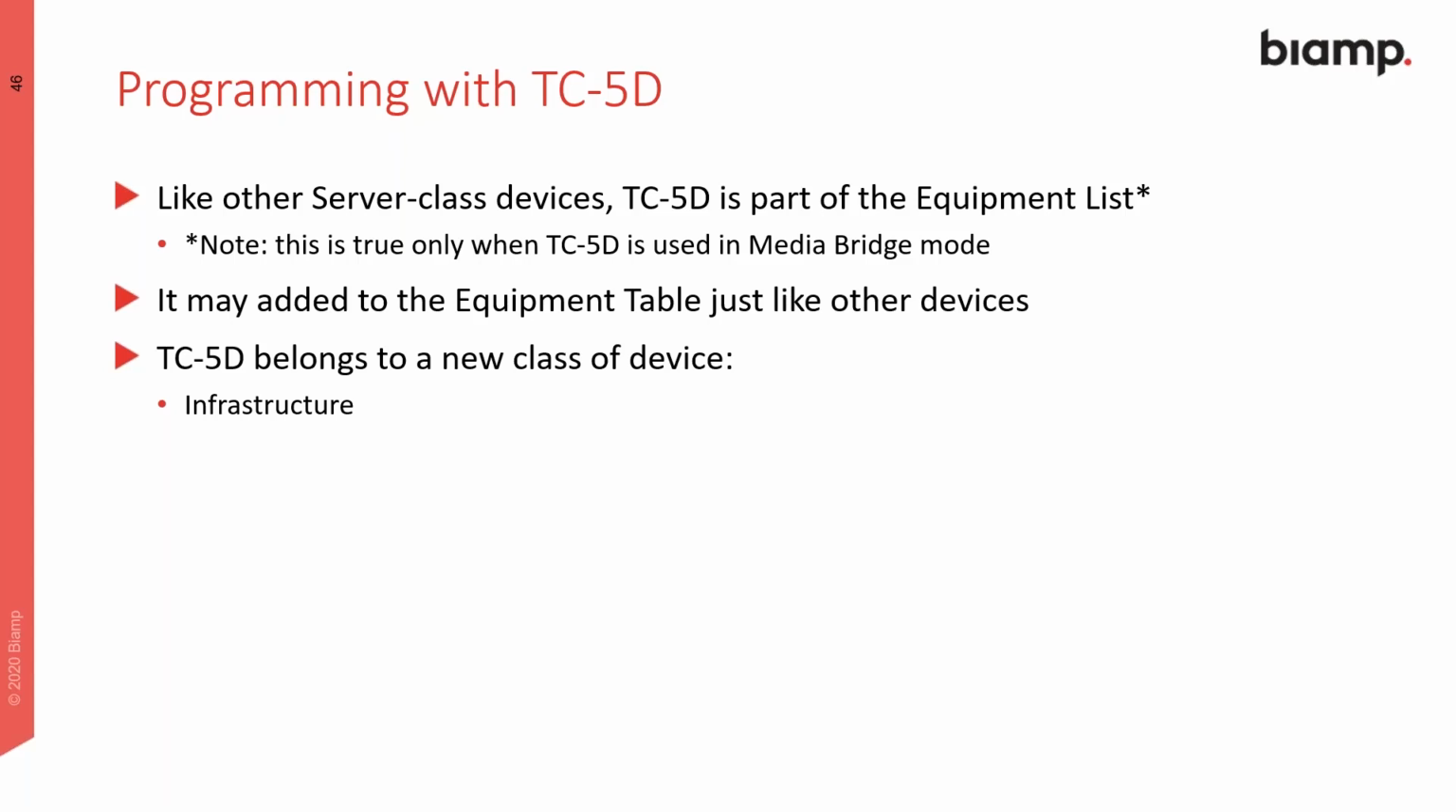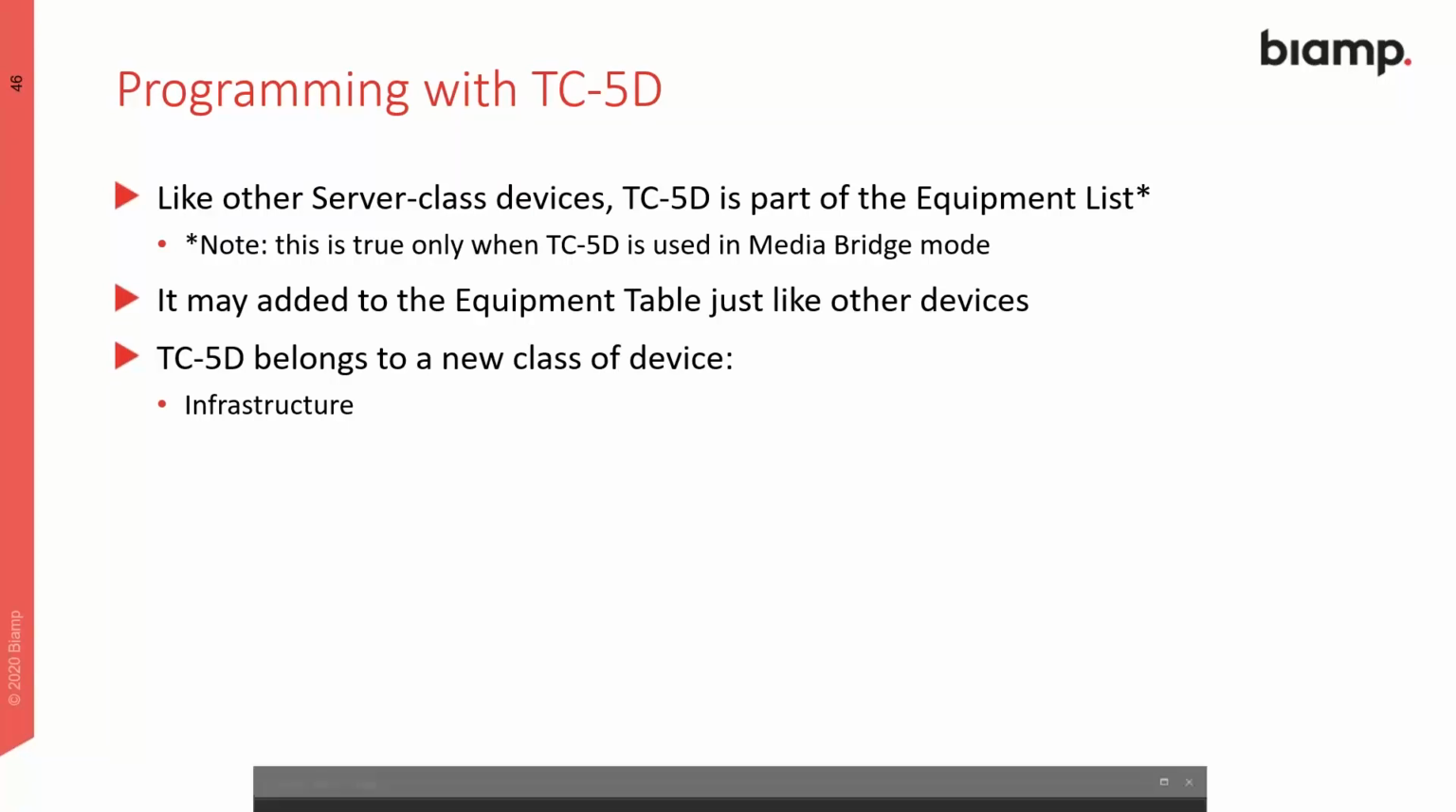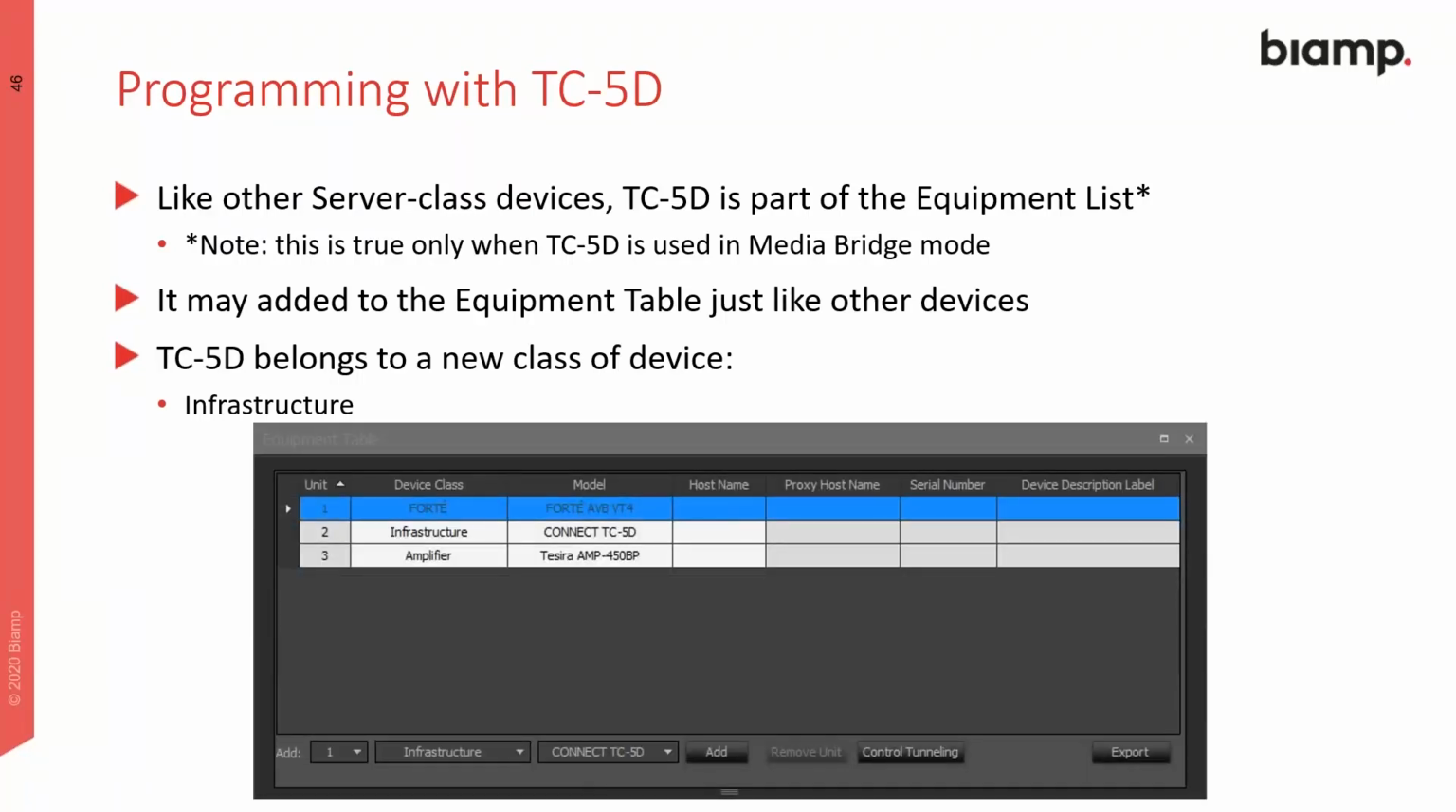It will be added, the TC5D, simply in the equipment table. You will find it over there. It will be part of the infrastructure devices. So you will not find it as a server class device. You will find it as an infrastructure device. As you can note on the snapshot from the equipment table, you will find that we need a Forte, for example, an infrastructure device, and a PoE device over here.